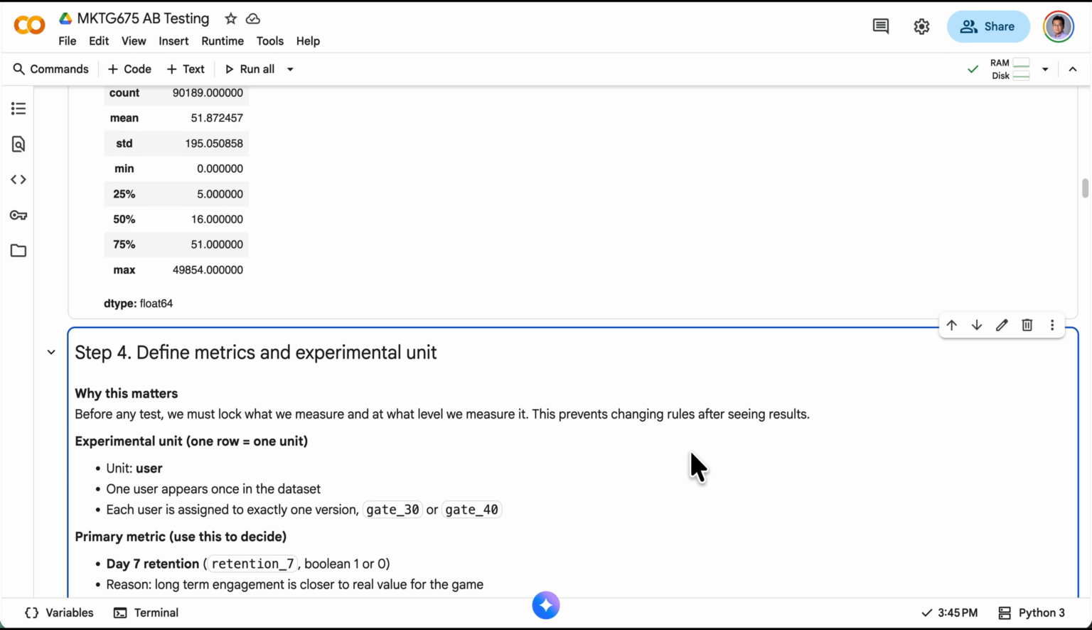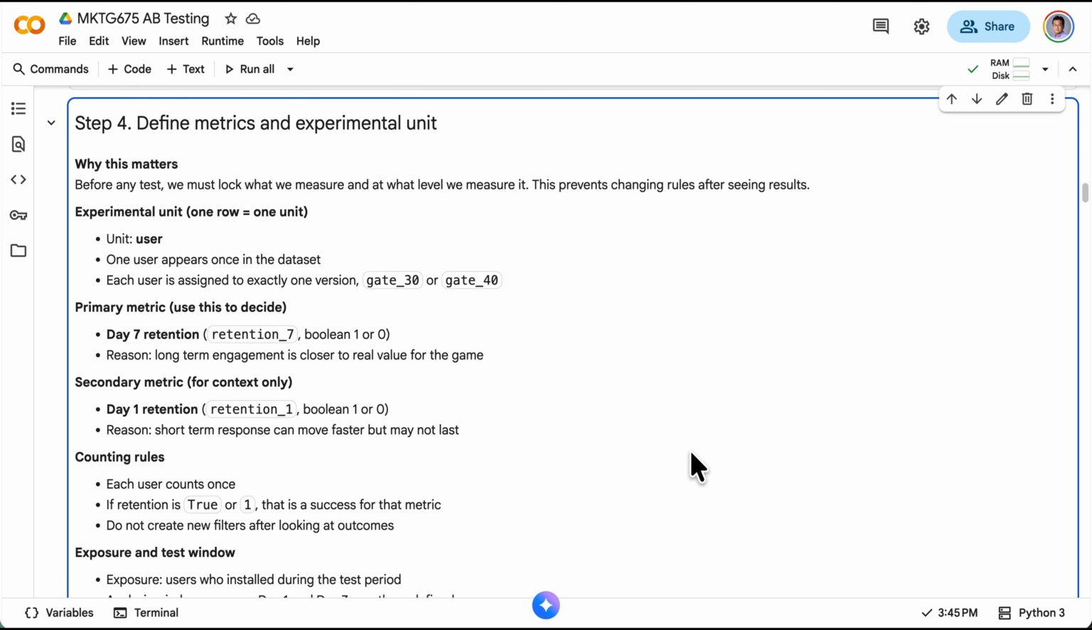Before any analysis, we lock definitions so we don't move goalposts. Our experimental unit is the user counted once. Primary metric is day 7 retention, secondary is day 1. Counting rule: if the flag is 1, it's a success. Don't add filters after seeing outcomes. Exposure is installed within the test period, and our analysis windows are exactly day 1 and day 7.